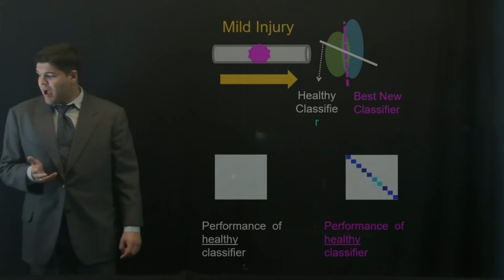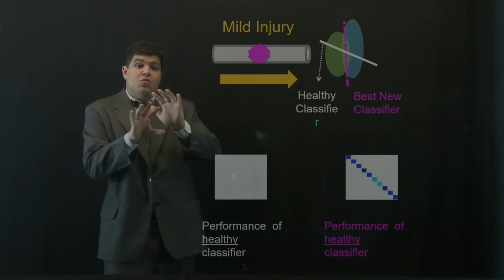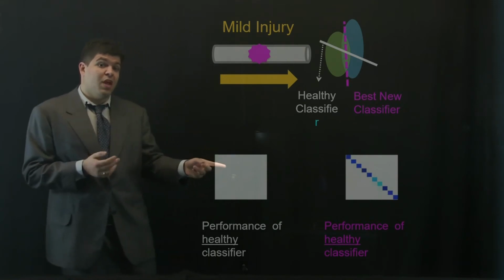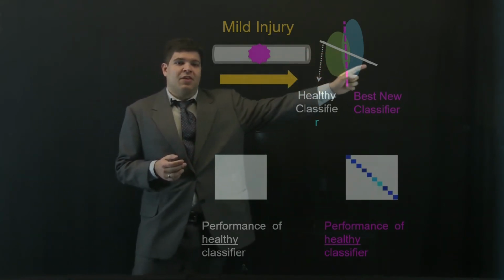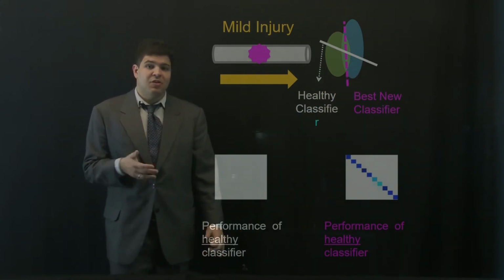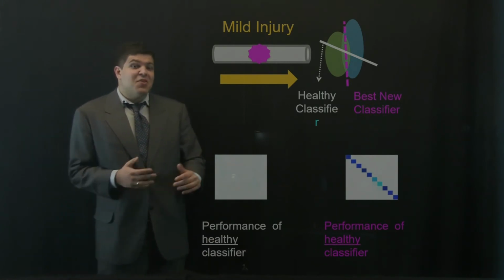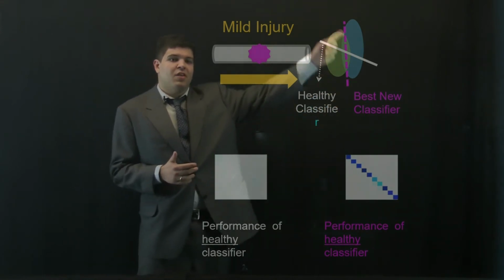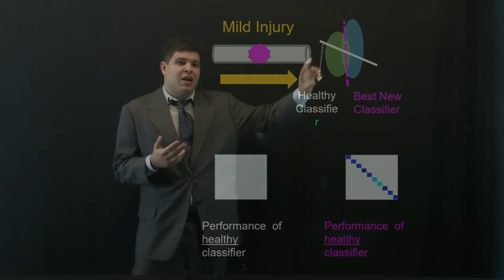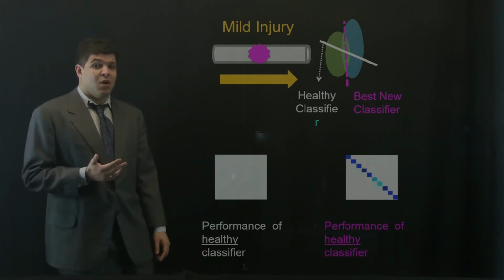Now, what would a mild injury be? We're calling a mild injury something where, after propagation, the responses get distorted in such a way that the healthy classifier here is now a very bad criterion to discriminate the modified spike trains. But there is another classifier here in red, in pink, and if, instead of using your old classifier, you use this new classifier, you could still discriminate the two classes relatively well.